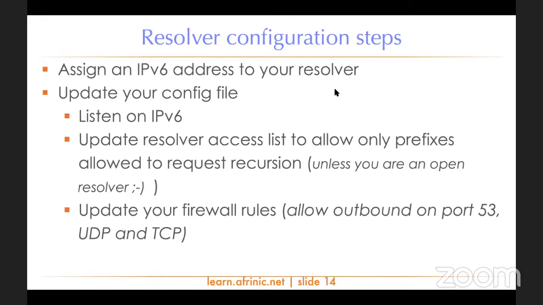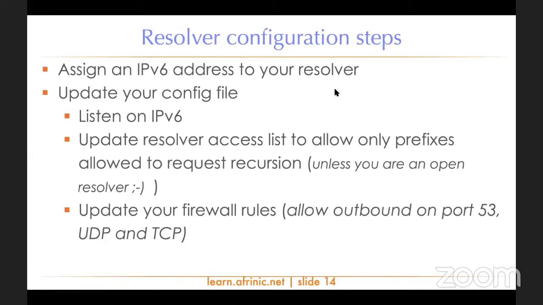Because when you have a resolver in your network, usually when it's not an open resolver, you only allow your internal network or your customers to query your resolver. So most of you who already manage a resolver on IPv4, in IPv6 the principle is the same. So you also have to add your IPv6 prefix of your internal network or your customers into this access list. Also, the last one will be to update your firewall rules.